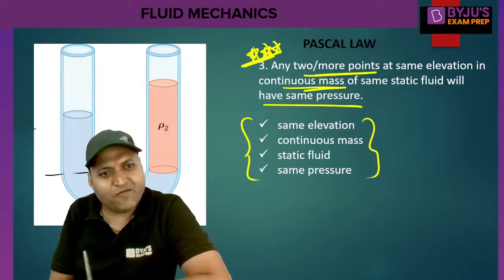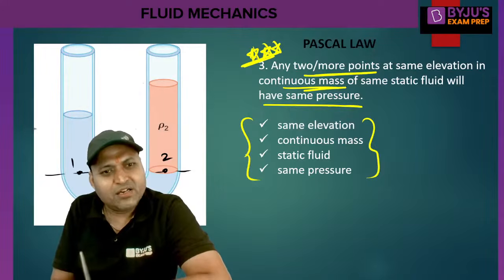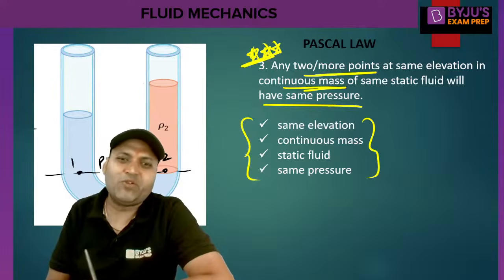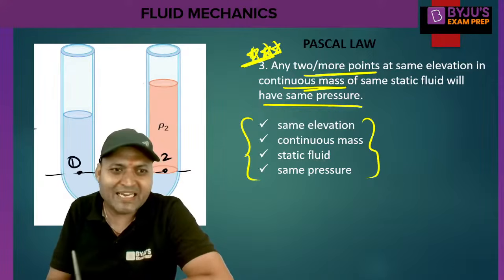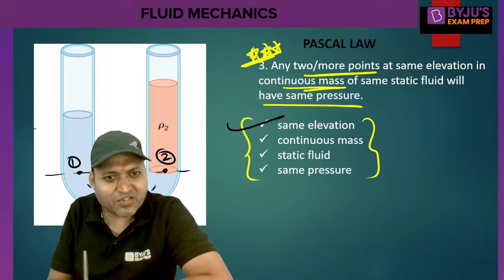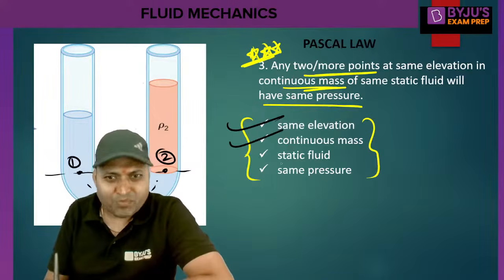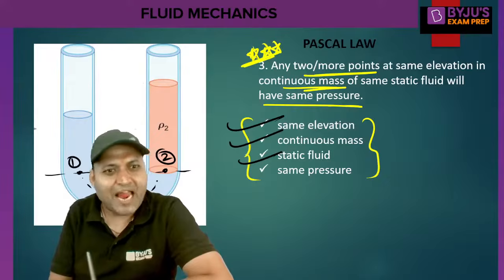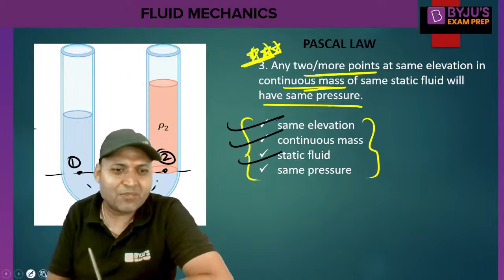For example, if we take a horizontal plane and take point 1 here and 2 here, P1 will be equal to P2 according to Pascal. P1 and P2 will be equal because the points are lying at the same elevation. Points are part of the continuous mass of a single fluid. Points are part of static fluid, and they will definitely have the same pressure.